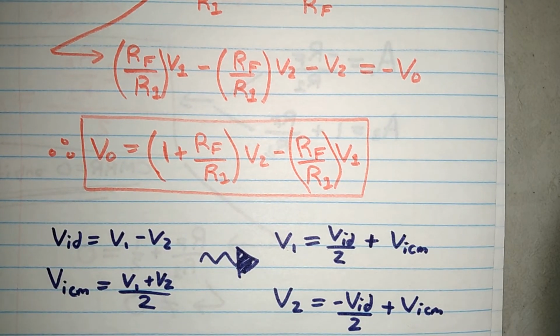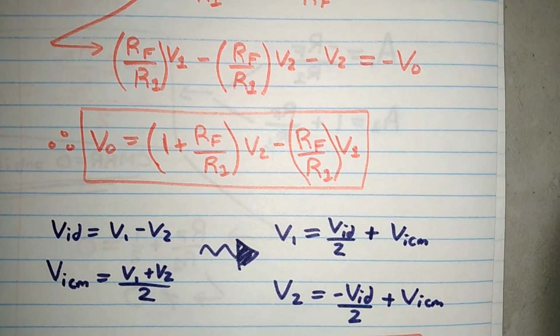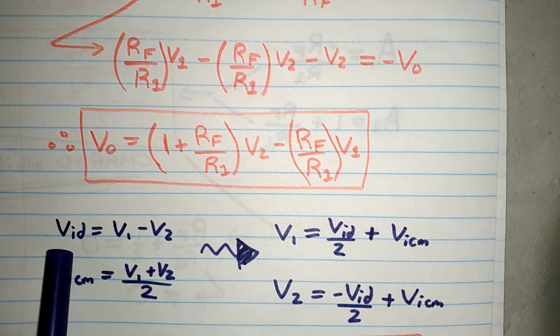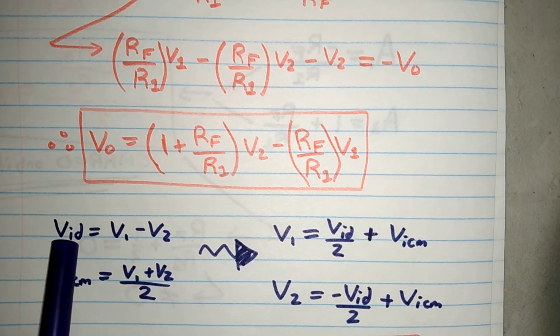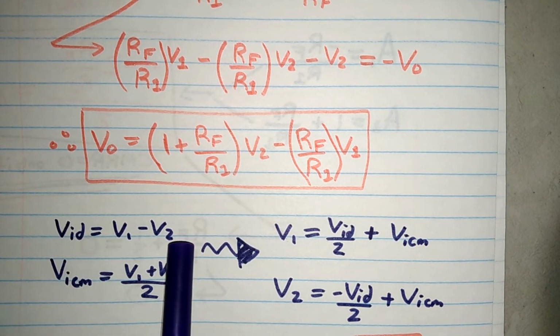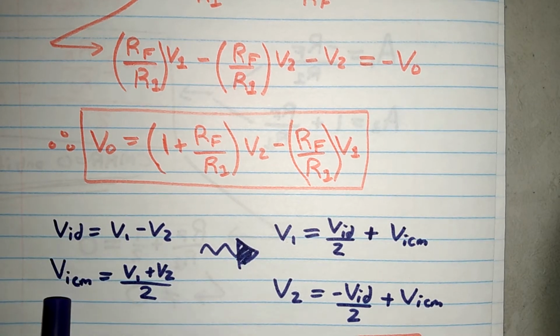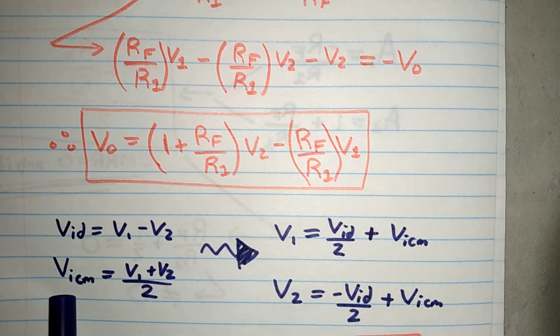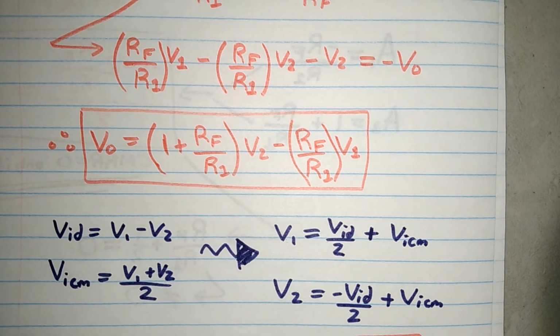Okay, so now we're gonna go a little theoretical here. Let me define V input, the difference input, to be V1 minus V2. Well, that makes sense. The difference is V1 minus V2. And let me define something called the common mode input to be the average of the two voltages.